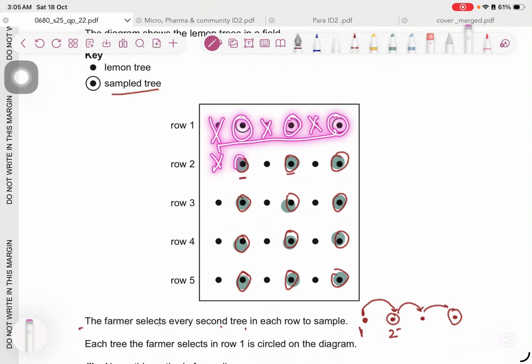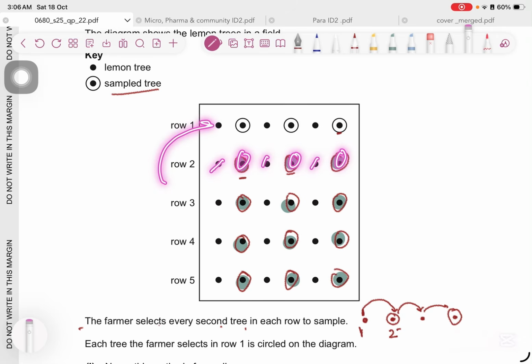Skip this one, then circle. Skip this one and circle. Okay, and again, like this. I skipped this and circled. You can go this way, or you can just, since the rows are made of the same number of trees, there are 6 trees anywhere. So you're just going to follow the same first row. You're going to skip this, circle, skip this, circle, skip this, circle. Then copy the first row again. Skip this, circle, skip this, circle, skip this, circle. Okay?